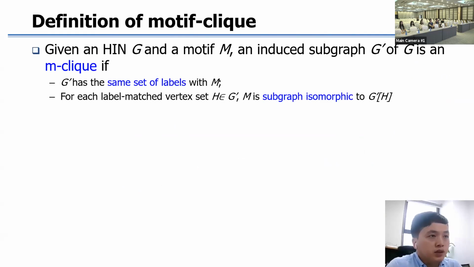Based on the definition of motif, the motif-clique is defined as follows. Given an HIN G and a motif M, an induced subgraph G prime of G is a motif-clique if G prime has the same set of labels, the same set of vertex types as the motif, and for each label-matched vertex set H in G prime, M is subgraph isomorphic to the subgraph of H. Let's see an example.